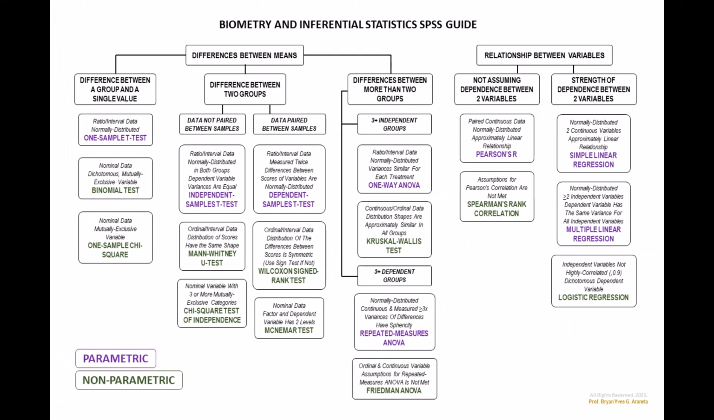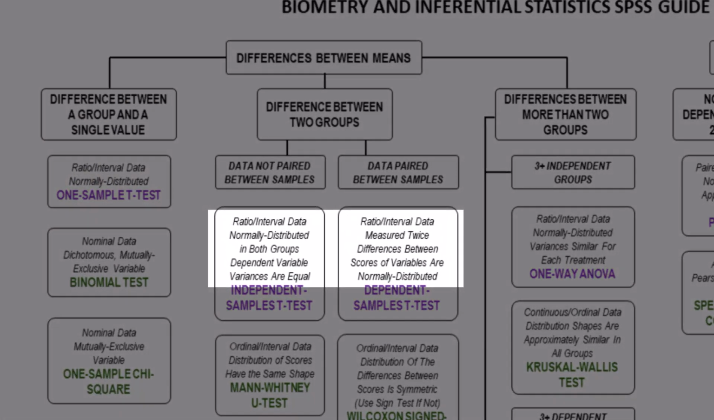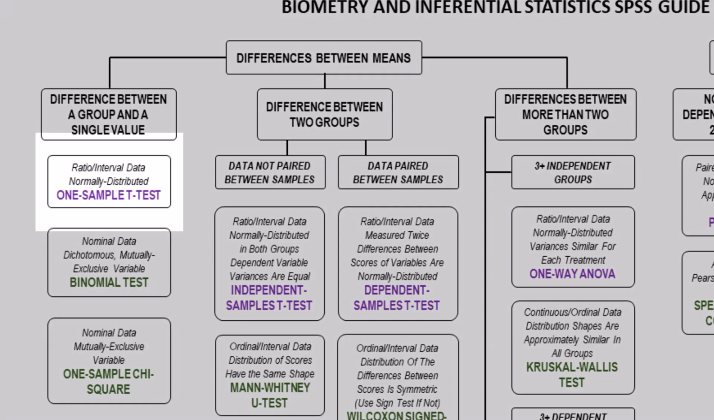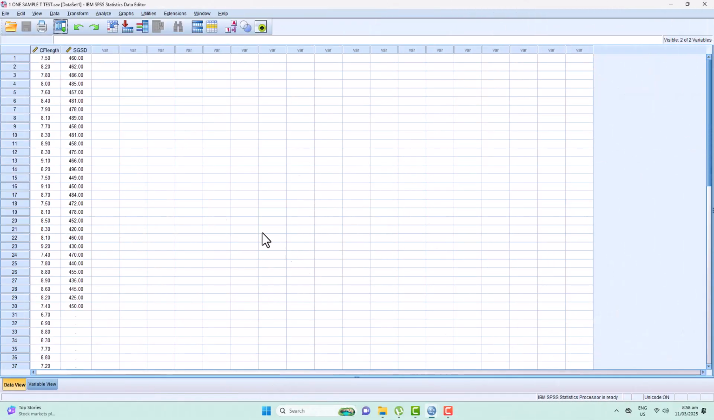So, without much further ado, umpisa na natin yung mga tools. Again, used to check differences between a group and a single value. So, let's have one sample t-test first. Now, in this guide, nilagay ko na lang yung mga dapat nating i-meet na requirements before using a particular tool. Here for one sample t-test, dapat ratio or interval data that is normally distributed. Again, parametric test kasi ito, so we have to be strict with normality. So kailangan muna nating i-test kung normal ang ating data set.